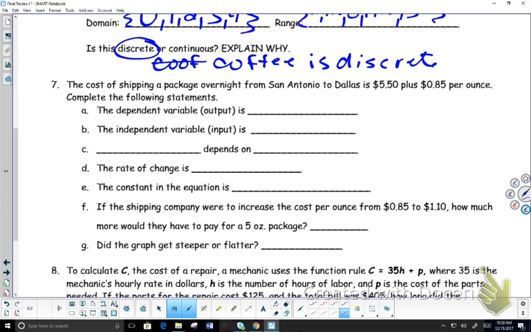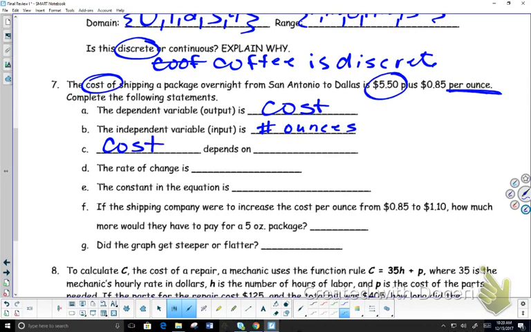The cost of shipping a package overnight from San Antonio to Dallas is $5.50. No matter what, you've got to pay $5.50, plus every ounce is going to be 85 cents. The dependent, the cost is going to depend upon the ounces, so how many ounces the package is going to be. If I got a really heavy package, it's going to cost more. So once again, the cost depends on the number of ounces.